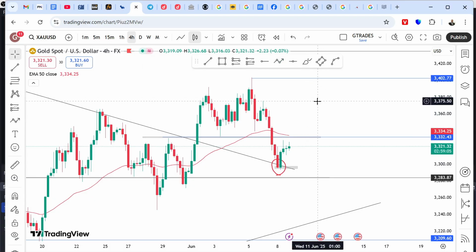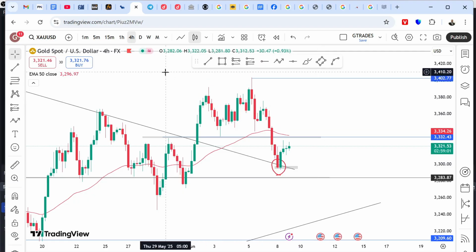And this is why you always get trapped. And this is why people always lose money in the market. All right? Now, let me show you what is happening on the 15-minute time frame.